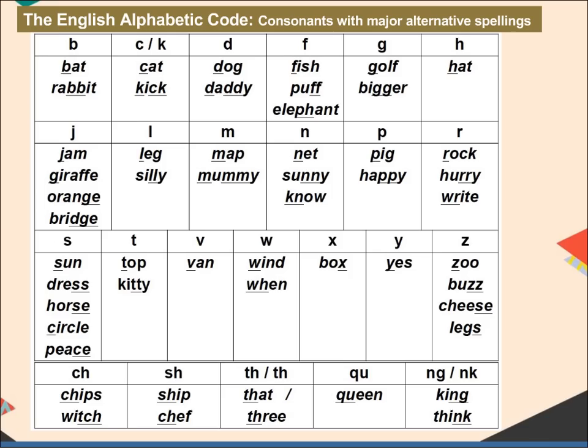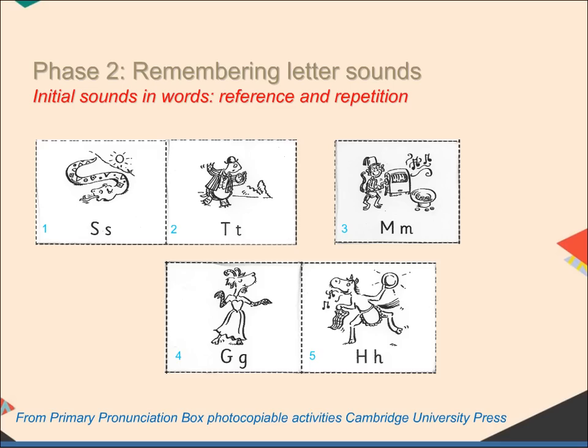So, well, let's move on. You can see how many consonants there are in the English language here, consonant phonemes, which I'm going to call letter sounds from now on. You can see how many letter sounds we've got. So how do we help our students to remember them, especially when they're probably starting to learn this information when they're 5 or 6? So one way is we try and reference the letter sounds so that we can repeat them again and again.